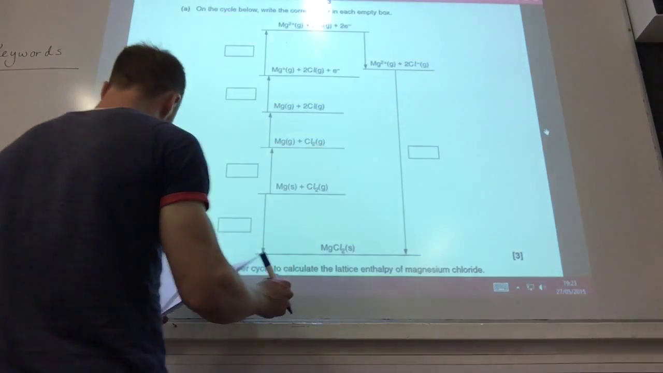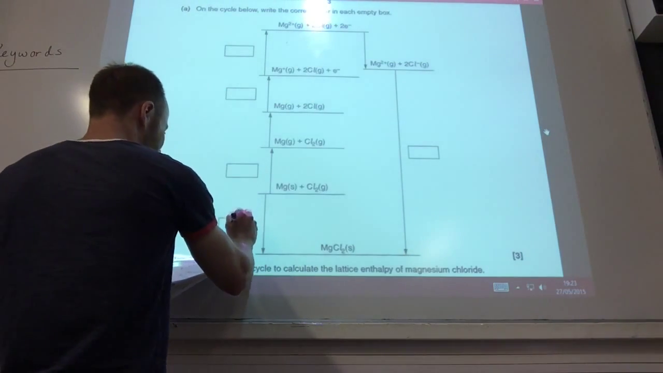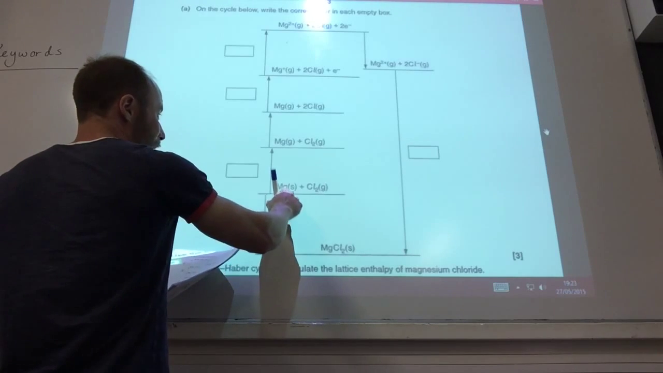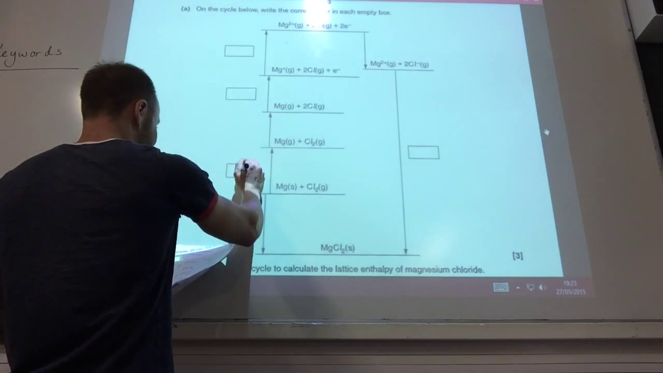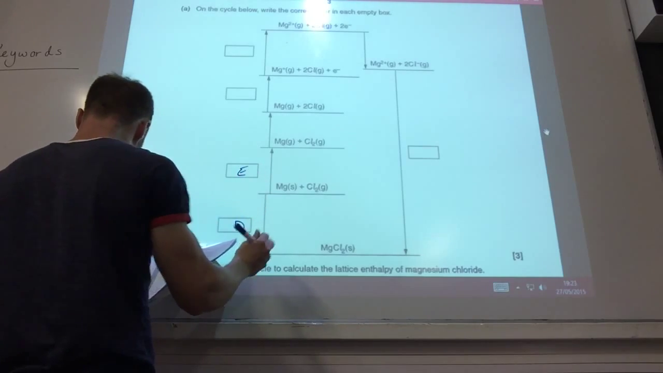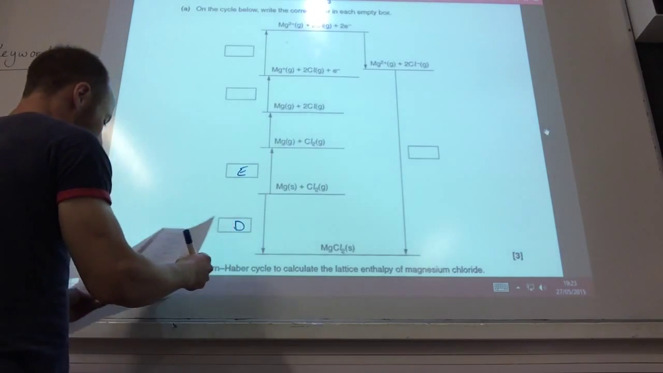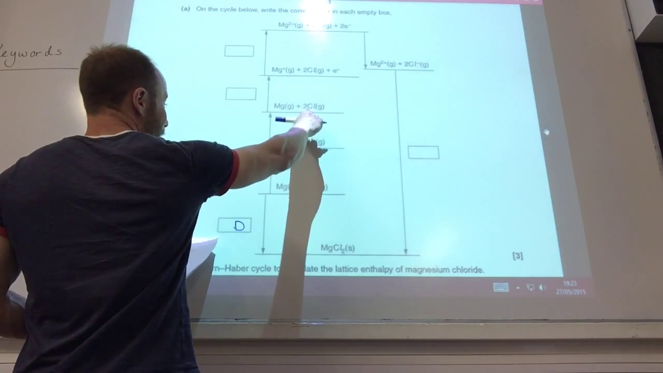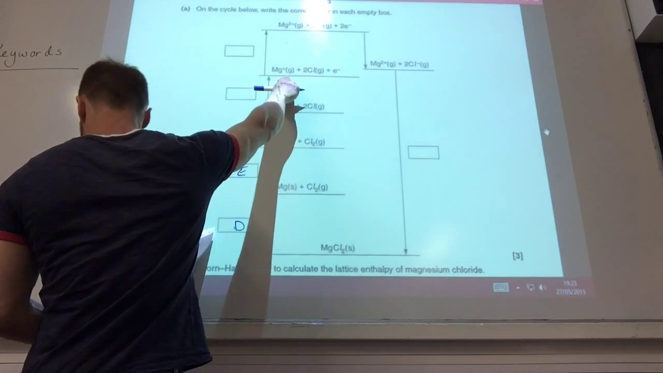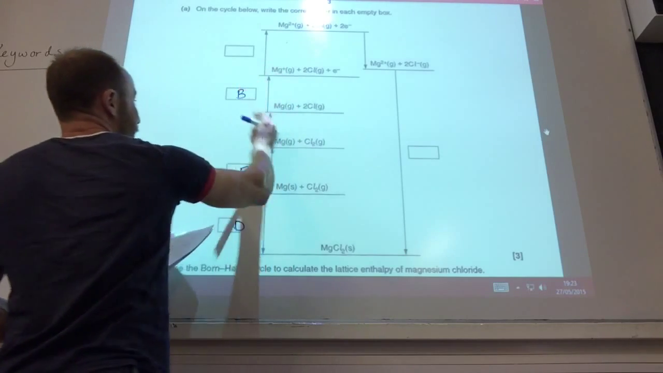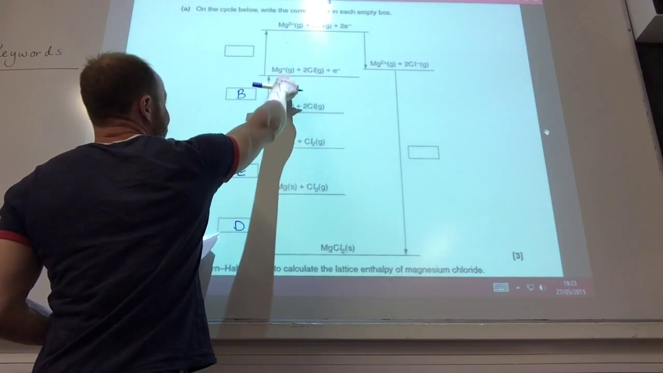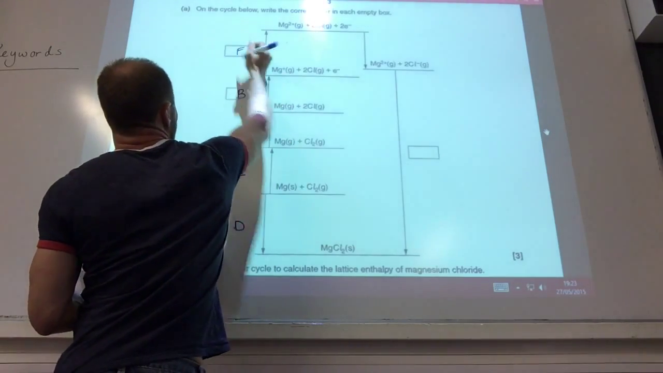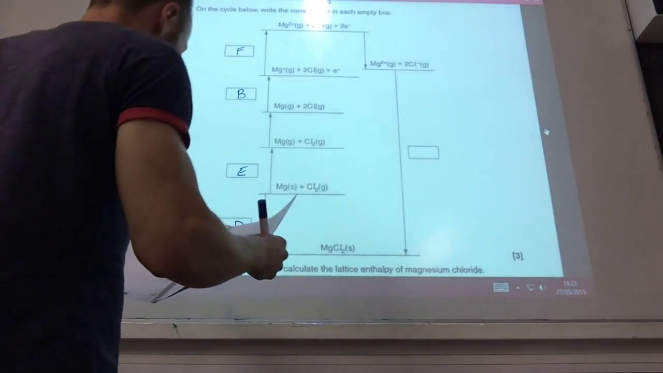First of all, D. This one here, formation of magnesium chloride is going to be this one. Magnesium solid going to magnesium gas is going to be the atomization of magnesium. This one is going to be the atomization of chlorine. This one is the first ionization energy of magnesium, so that's B. You can see it's going to Mg to Mg plus. And then this is going to be the second ionization energy of magnesium because it's going to Mg2 plus.